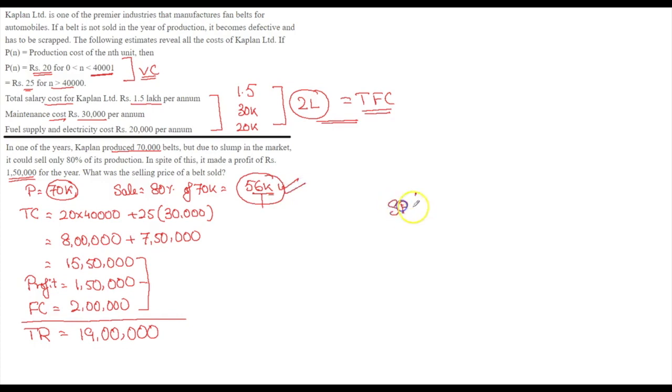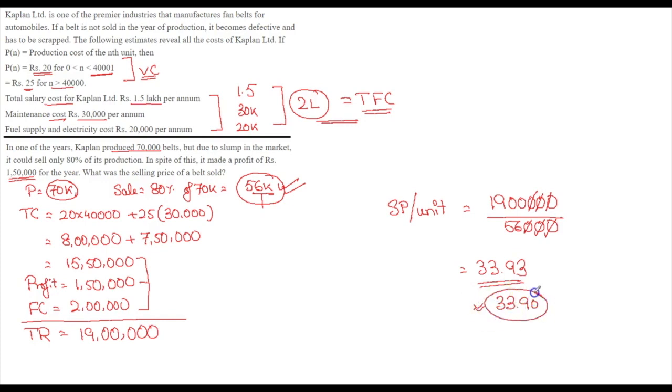So the selling price per unit would be equal to 19 lakhs divided by 56,000. Cancelling the zeros, we get 1900 divided by 56. That comes out to be 33.93. Thus, the closest answer stands as 33.90 becomes the answer for this question.